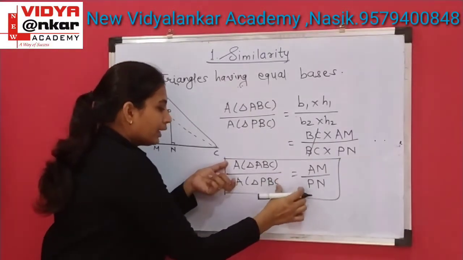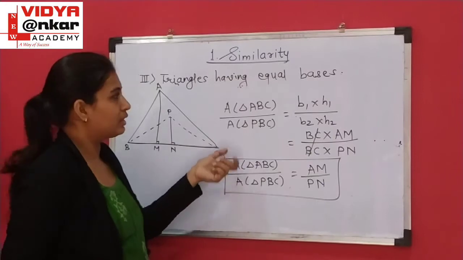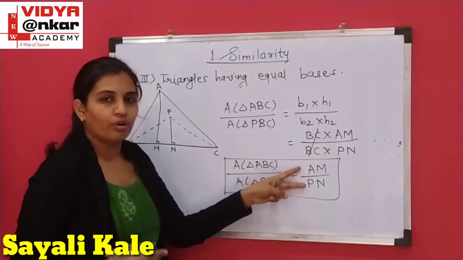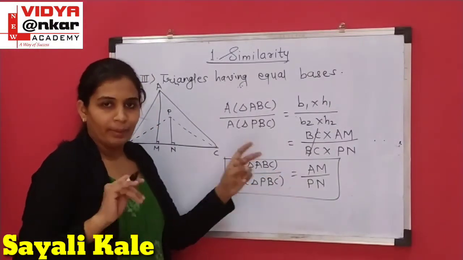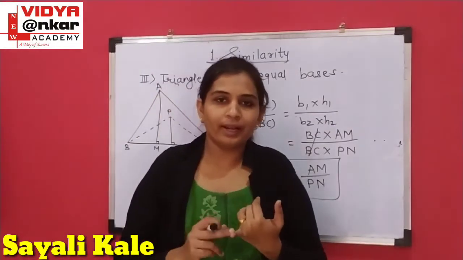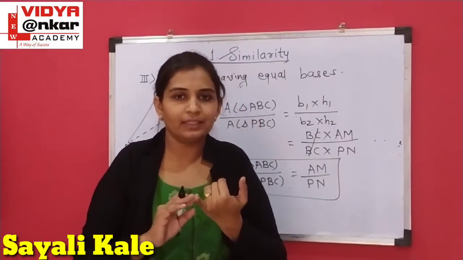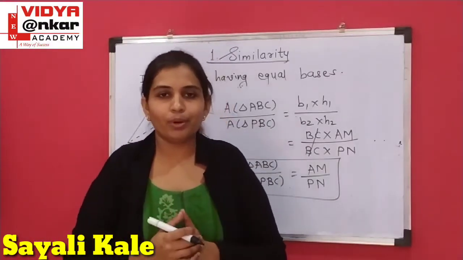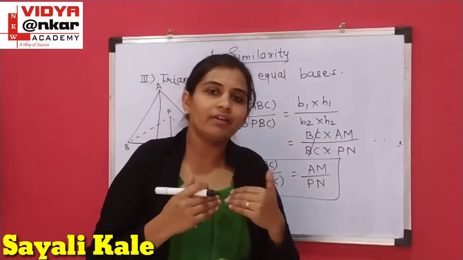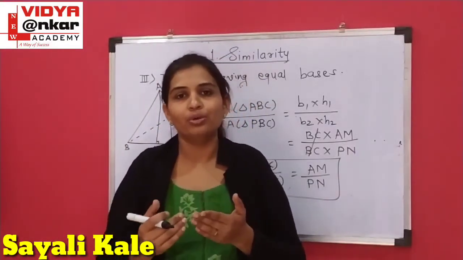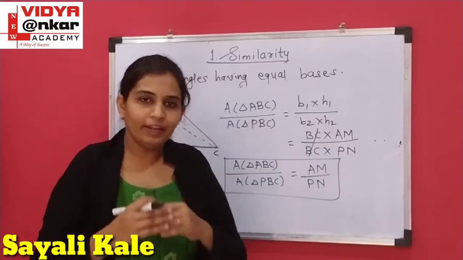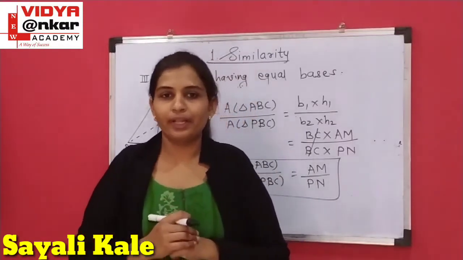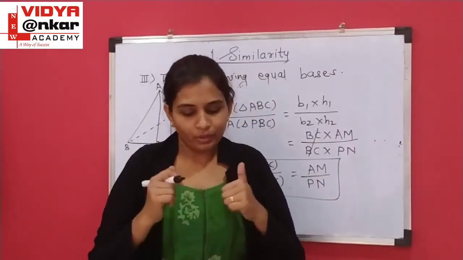What I said? Ratio of areas of two triangles having equal bases is equal to the ratio of their corresponding heights. Means what we get, guys? If two triangles are there, their ratio of areas will be equal to the ratio of the products of corresponding heights and bases. Another property was that if the triangles have equal heights, then the ratio will be equal to the ratio of their corresponding bases. And if the triangles have equal bases, the ratio will be equal to the ratio of corresponding heights. Did you get it? Good.